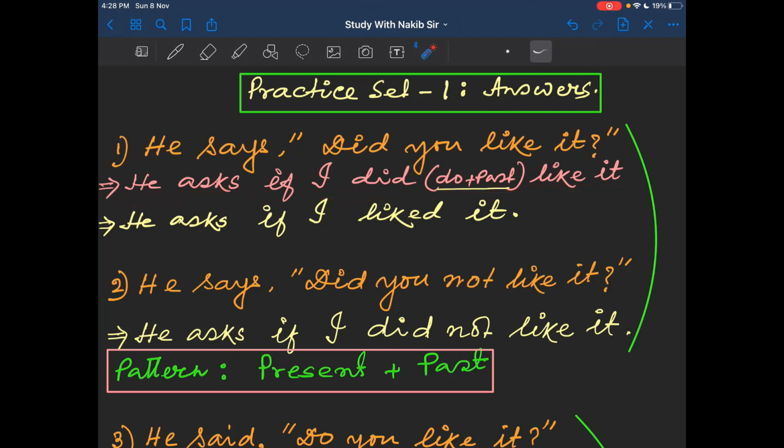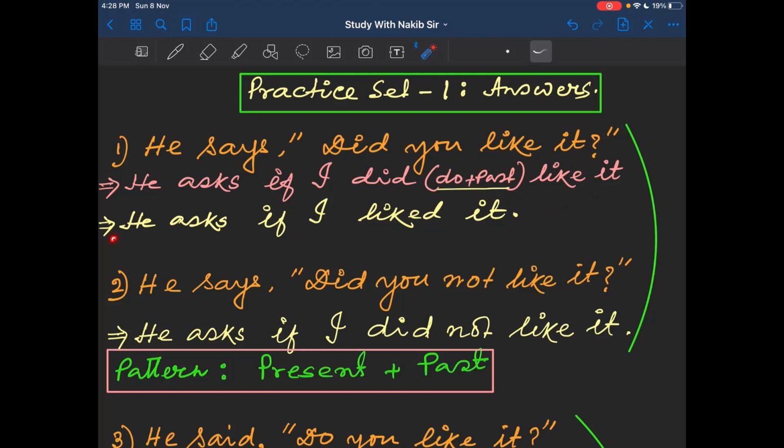But naturally or normally this pattern is not used in English, with some exception. Did like it, though it is grammatically correct, but here at this point it is not written like this. So take this do out and add this past to like, and like will be liked in the indirect narration.